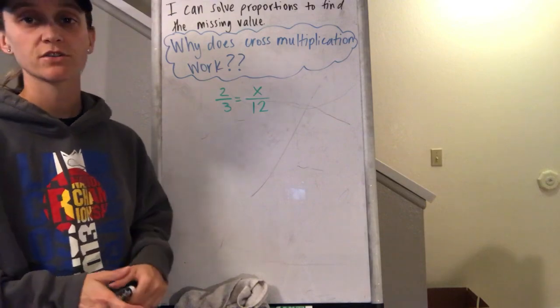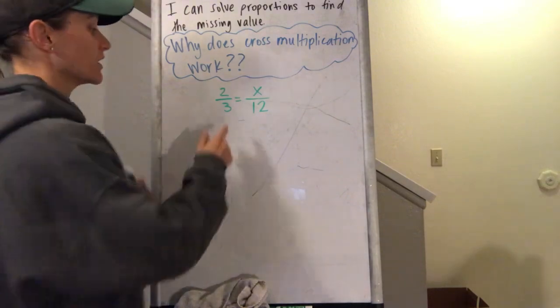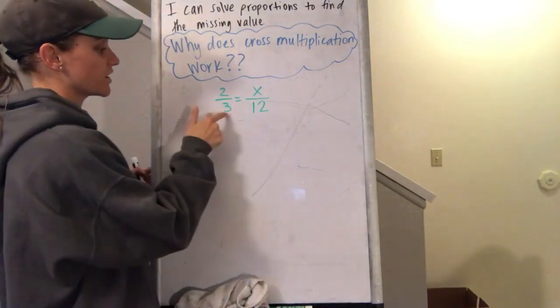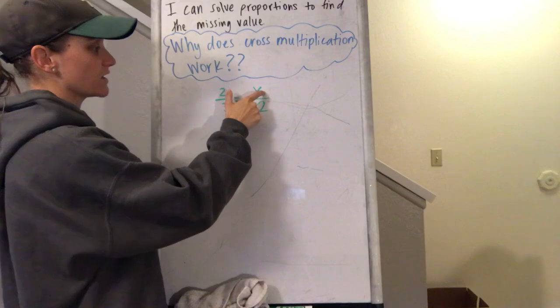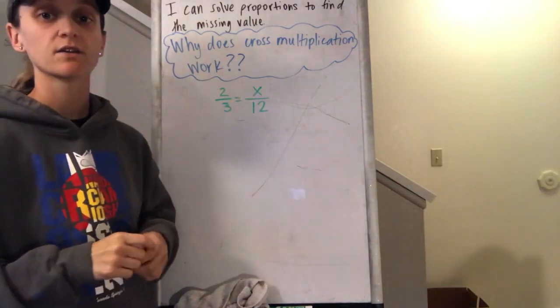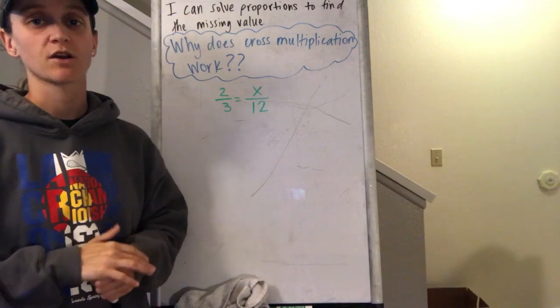There's a few ways you could solve this, like just using your ideas of equivalent ratios. Like I could say, oh, I know that 3 times 4 is 12, so 2 times 4 is 8. So that'd be an easy way to get the answer. But sometimes it's not going to be easy numbers like that. It might be decimals, so it might be hard to figure those out.